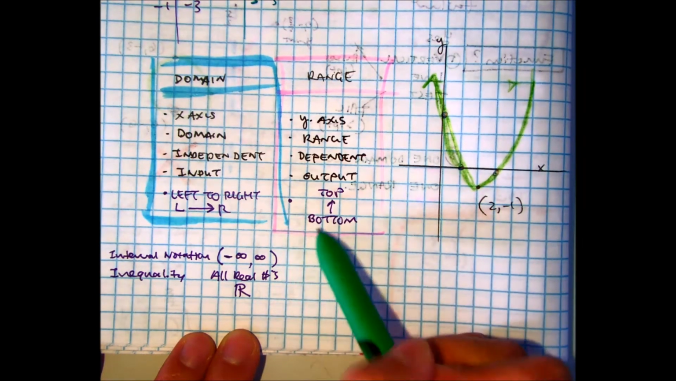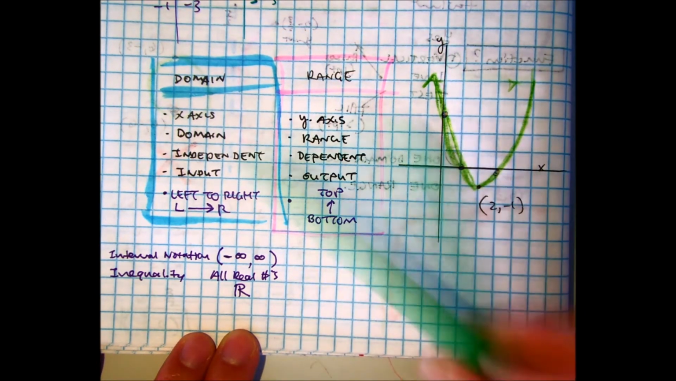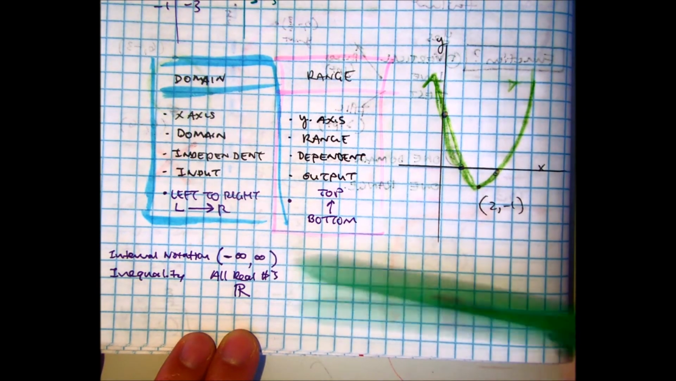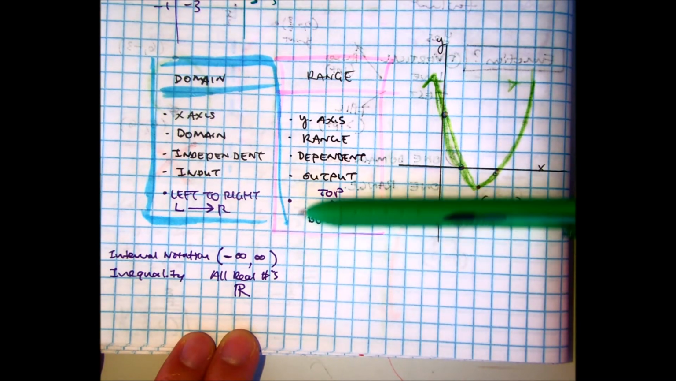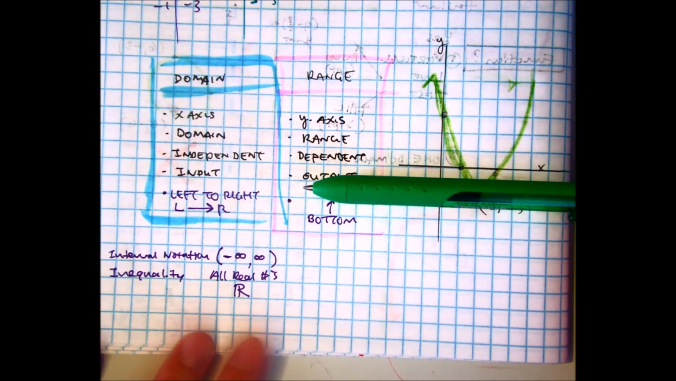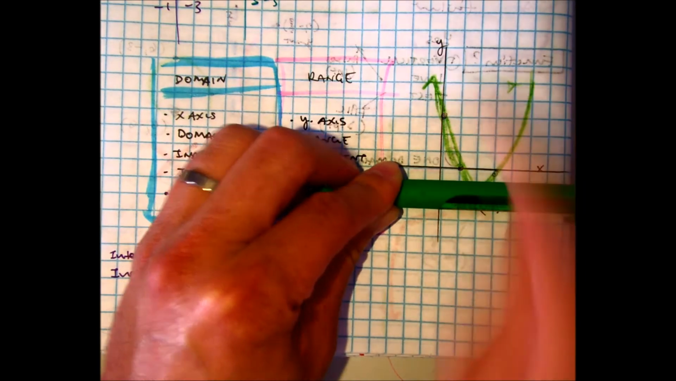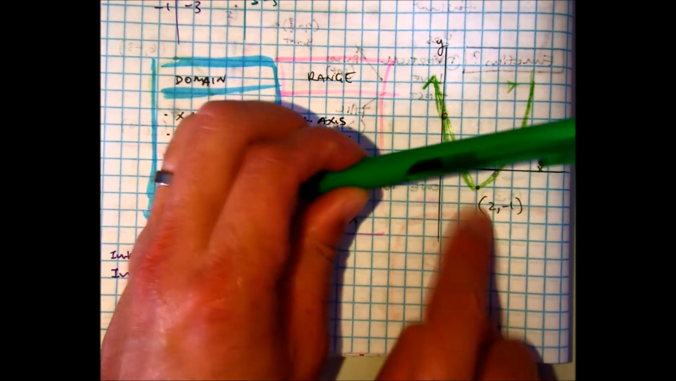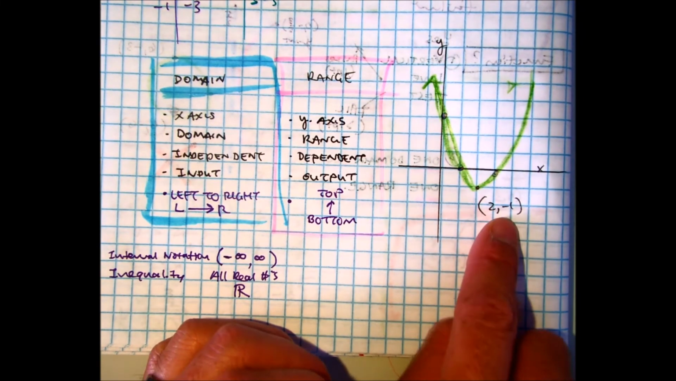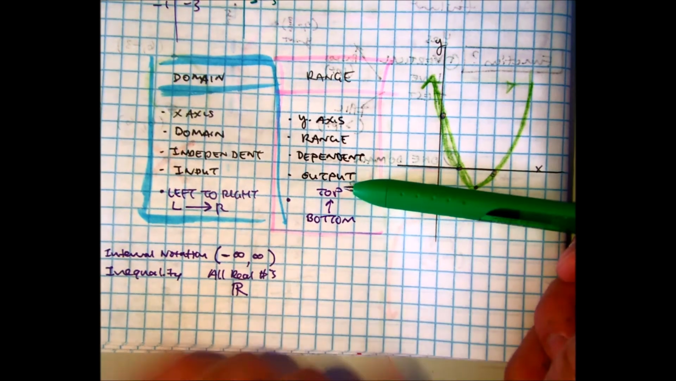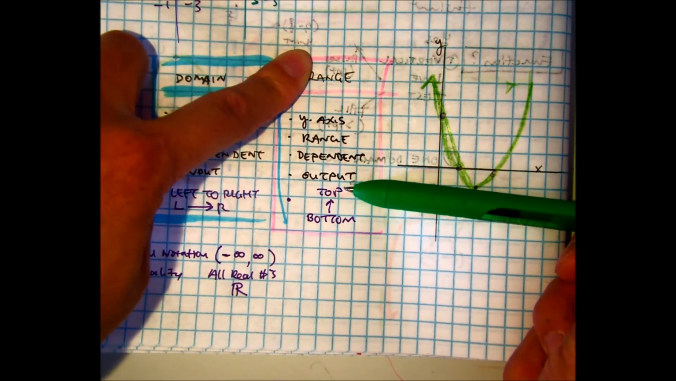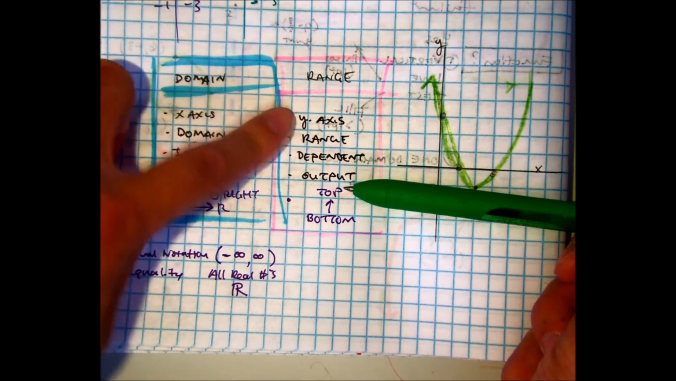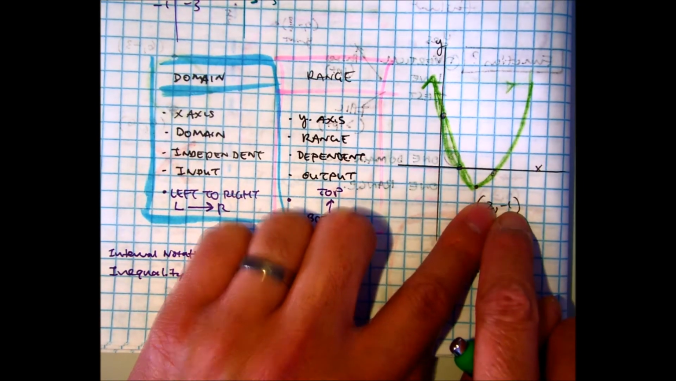To get the range, I'm going to go from the bottom to the top. So I'm going to move my pencil or pen. Nothing, nothing, nothing, nothing, nothing. Stop here. I'm stopping here at the vertex. I'm stopping here at the minimum. I'm stopping here at this ordered pair 2, -1. But remember, the range refers to which axis, class? The y-axis. So it's -1.